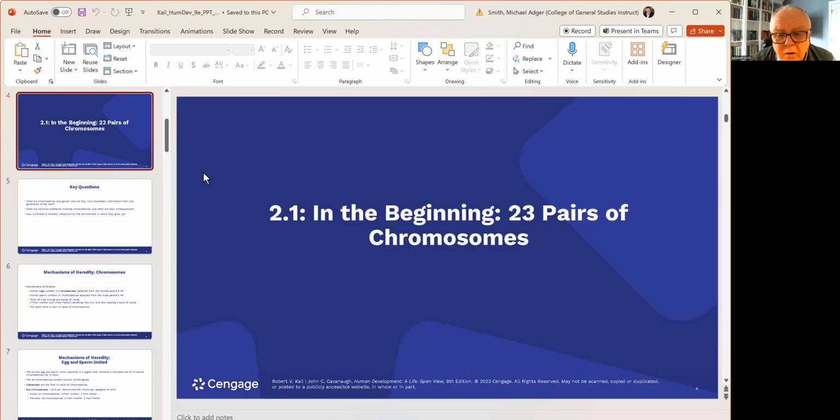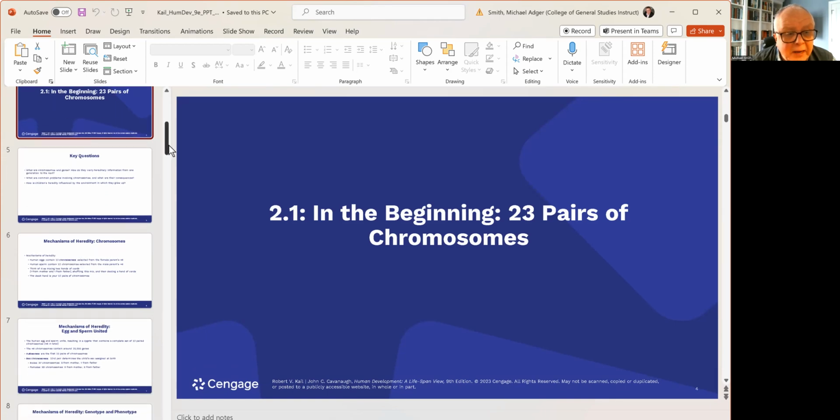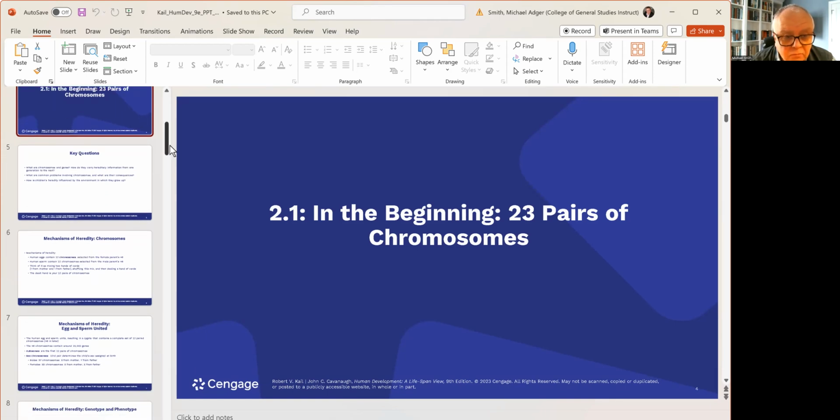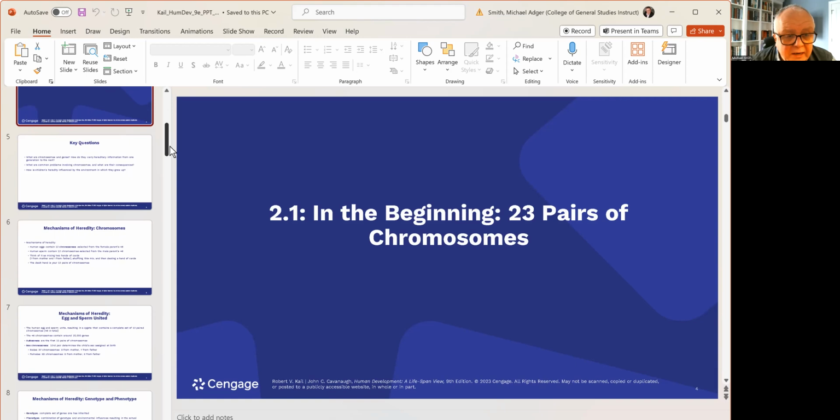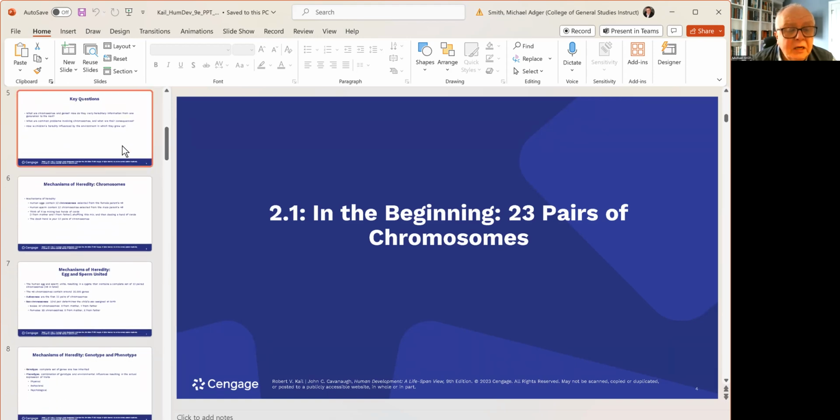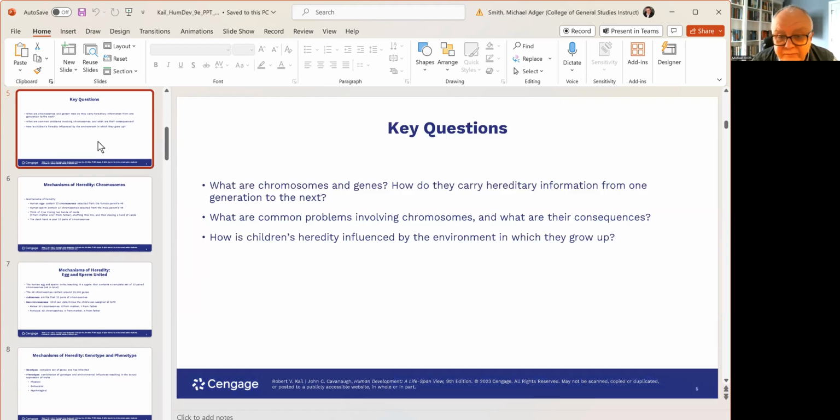First of all, we're going to talk about the 23 pairs of chromosomes. Every human being has the same number of chromosomes. And this is what distinguishes us from other organisms on the planet. We have close relatives that have very close to that number, but they don't have that number. So to be human means that you have 23 pairs of chromosomes.